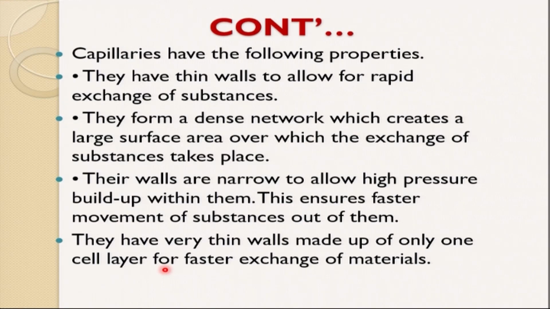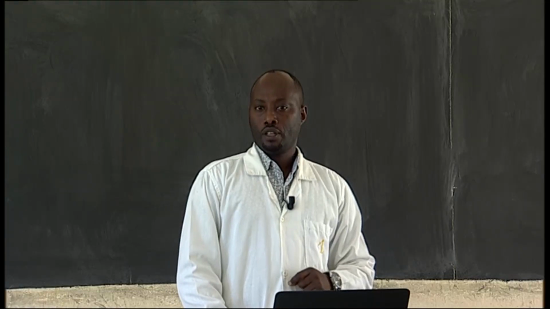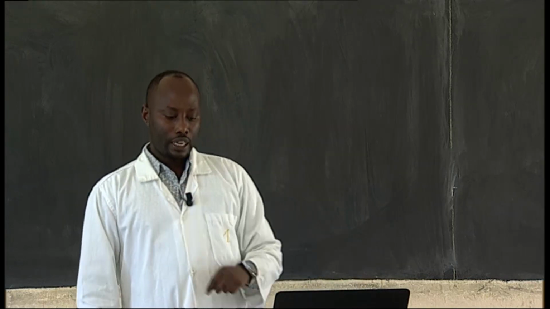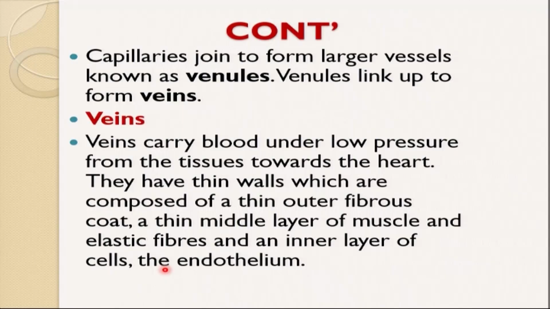We have another property. They have a very thin wall made up of only one thin layer for fast exchange of materials. I think it is very clear: fast exchange of materials is done by the capillaries. Capillaries join to form larger vessels. Once you have a number of capillaries, they join together to form a larger vessel. These vessels are referred to as venules, and the venules link up to form veins.